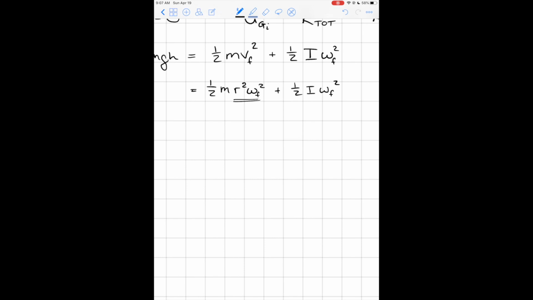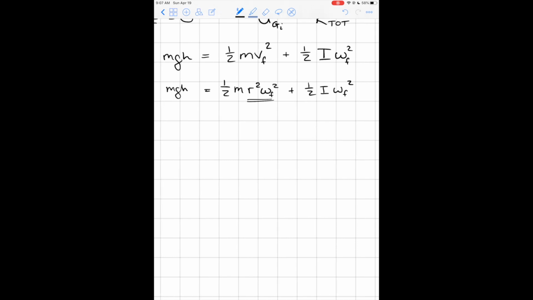So now I want to say that this is equal to mgh. I want to take omega_f out of this situation, divide by the rest of it. So I can say 1/2 m r squared plus 1/2 I of a sphere, times omega_f squared. I can divide both sides by this term in the parentheses and take a square root. If I do that, I get mgh over 1/2 m r squared plus the I of a sphere. I probably should put that in at some point.